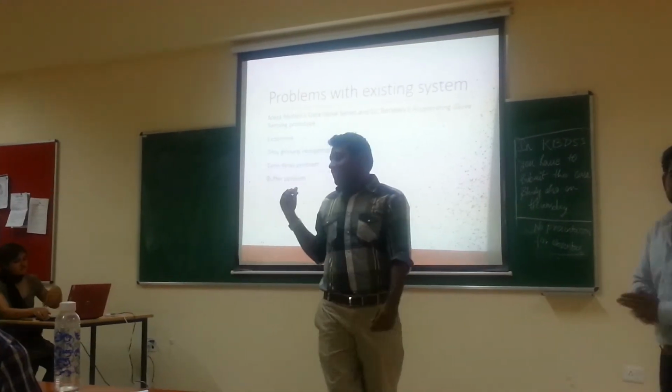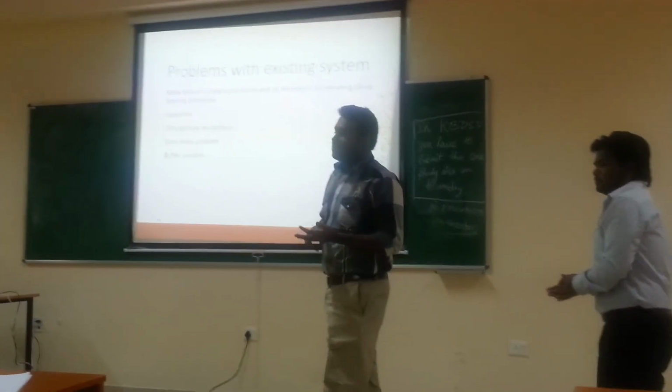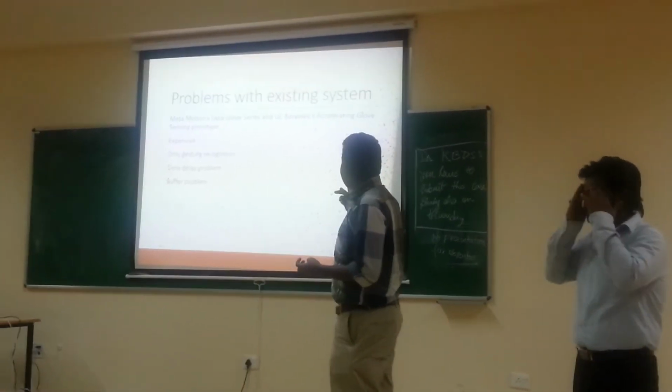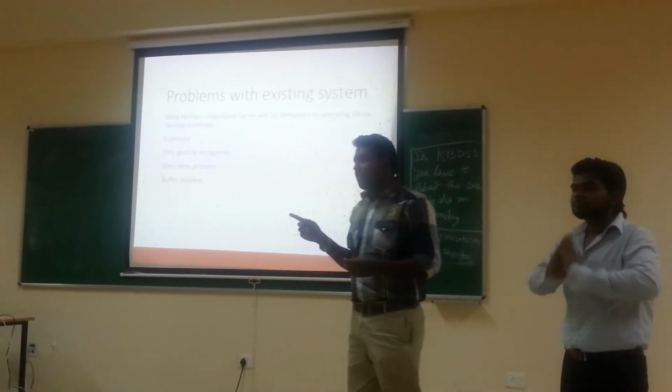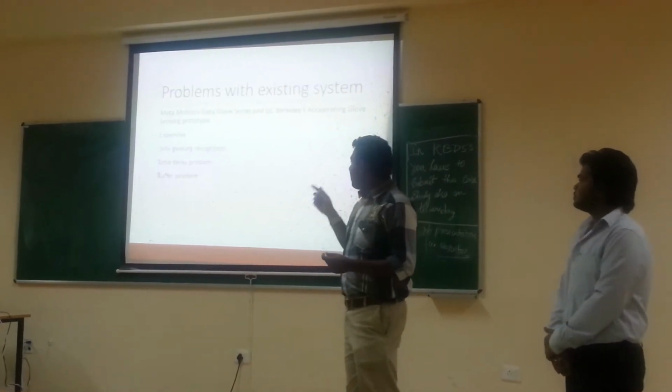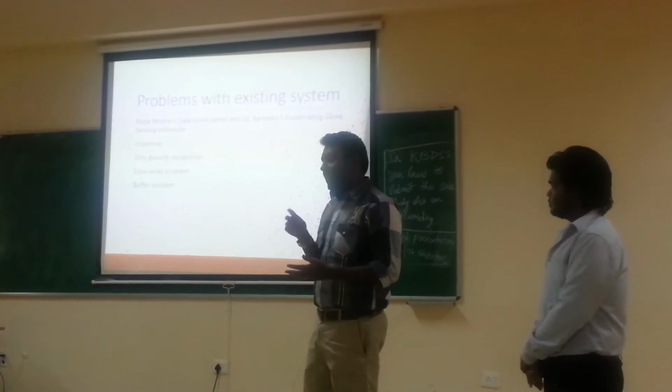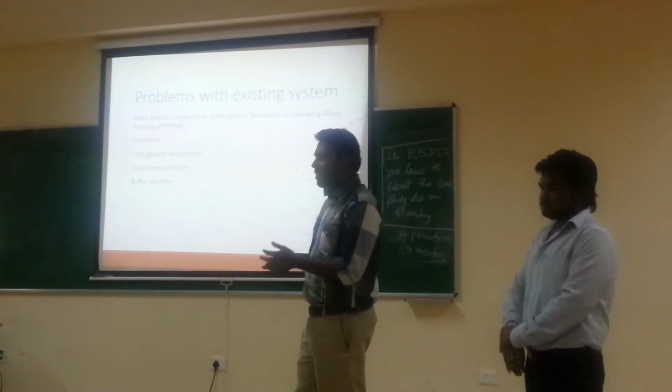Problems with the existing systems. We are mainly focusing on two existing systems, one is the meta-version parallel series and receiving, the other is the accelerated sensing prototype. In both, the main problem is the cost. Both these systems cost almost $10,000, that means almost $63,000.